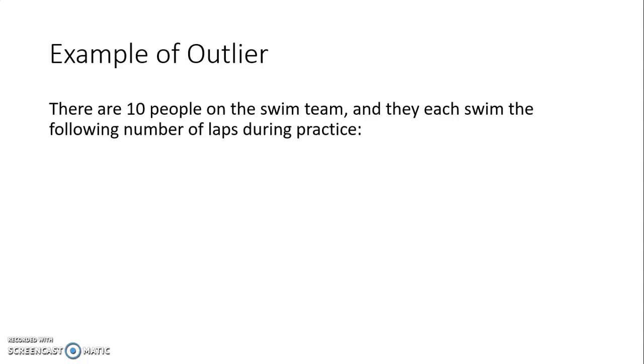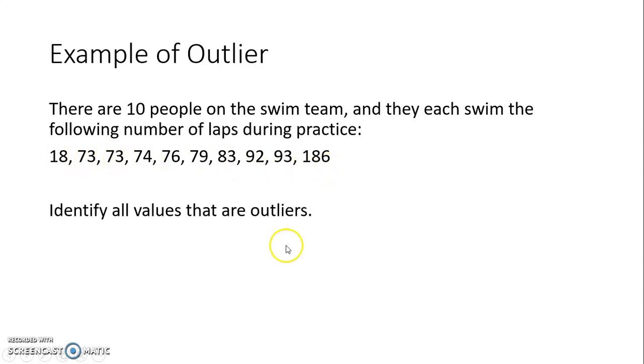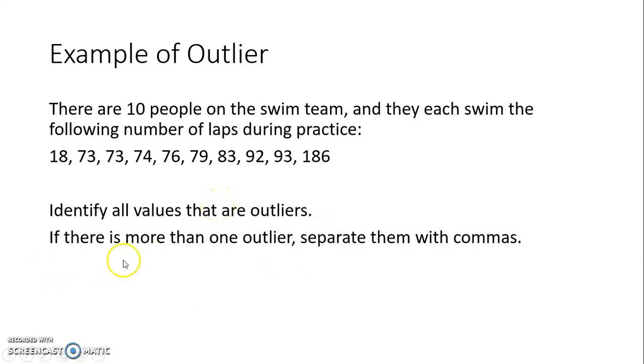What is an outlier? So here's an example question that you might see on Alex. We'll talk about how you solve it. In this example, there are 10 people on the swim team, and they each swim the following number of laps during practice. So here's a list of the number of laps: 18, and then 73, and so on, up to 186. It says identify all values that are outliers. These are the type of questions you'll see on Alex. It says if there's more than one outlier, separate them with commas, and if there are no outliers, answer none.